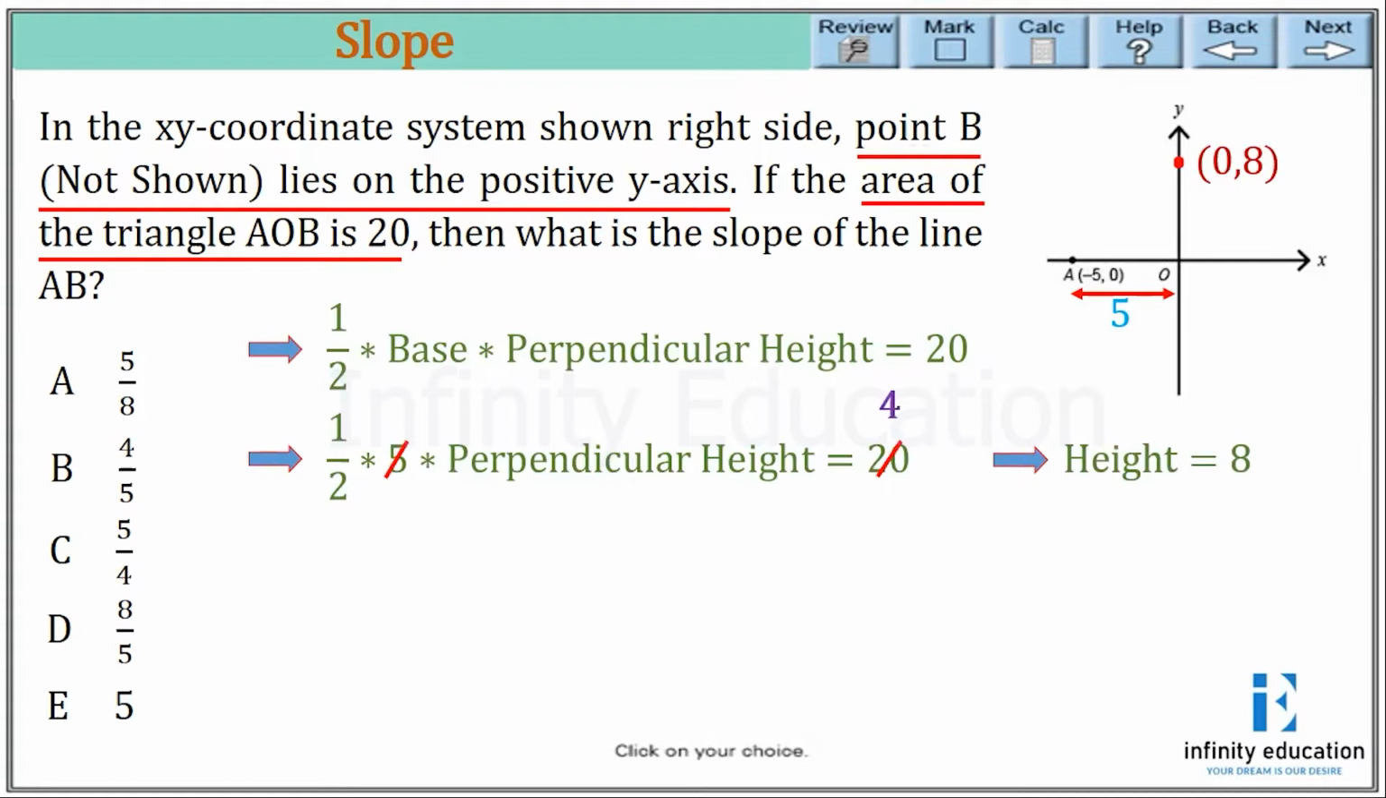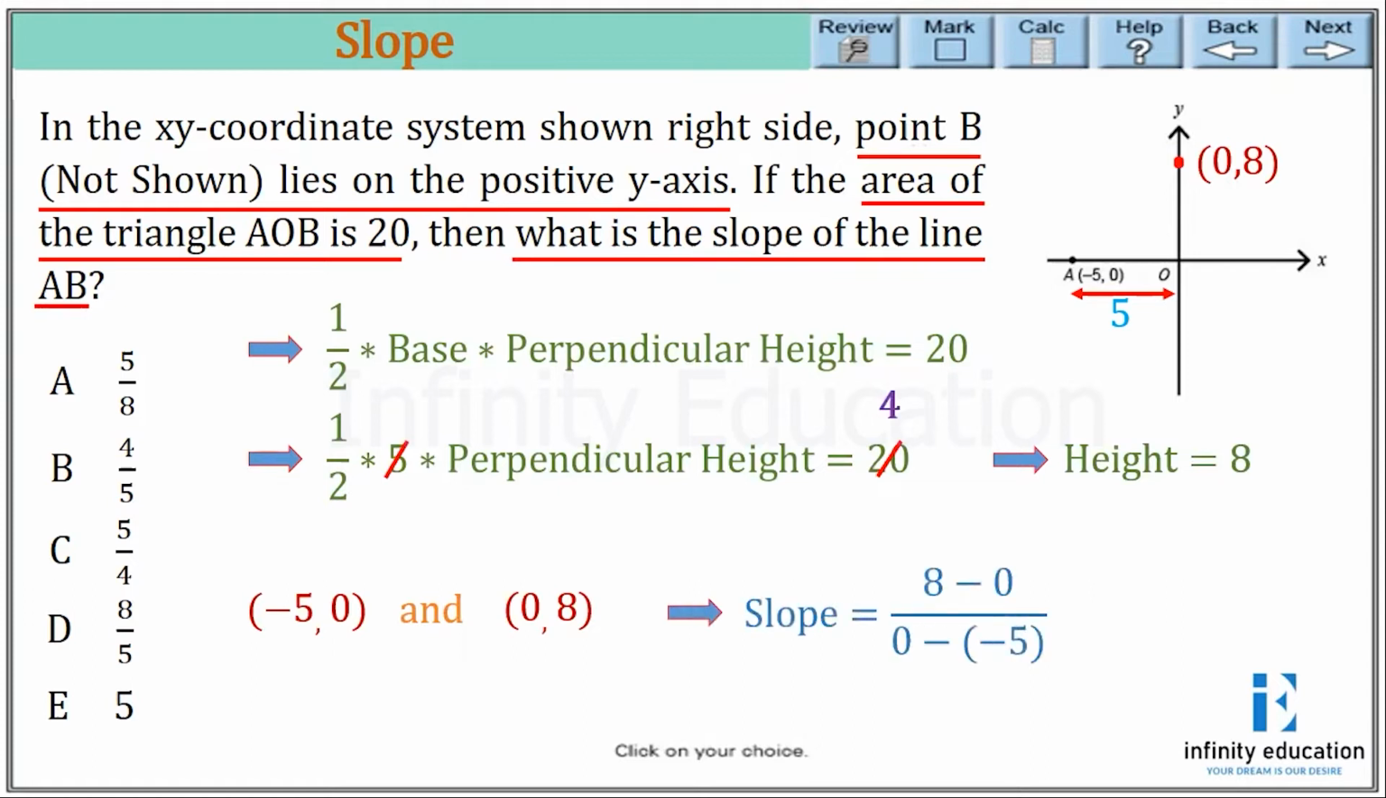Now the question is asking, what is the slope of the line AB? The two coordinates we have are negative 5, 0 and 0, 8. And we know the slope formula is y2 minus y1 divided by x2 minus x1. So the slope should be 8 minus 0 divided by 0 minus of minus 5. So we are having 8 by 5. So D is the answer to the question. I hope the question is clear to you.